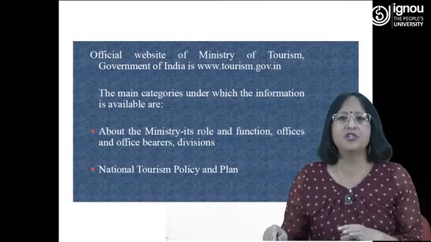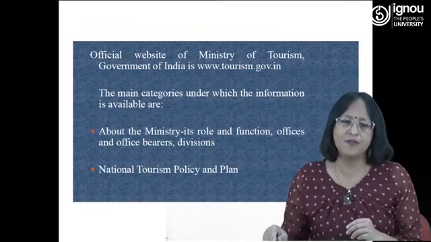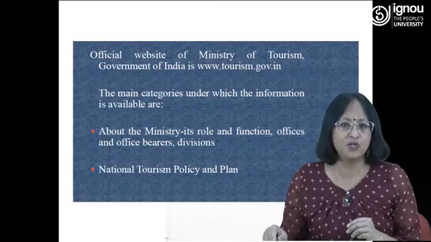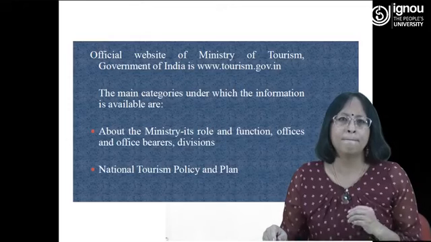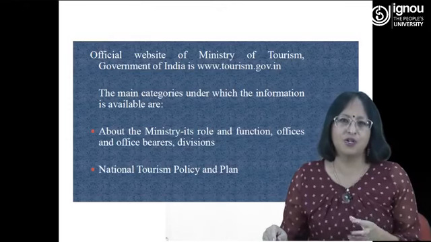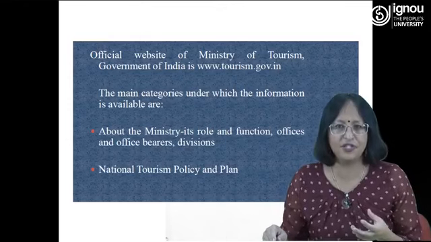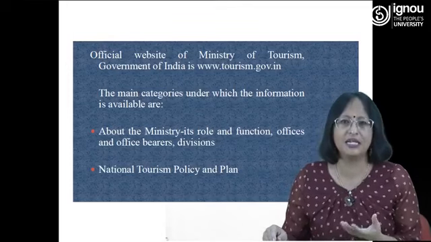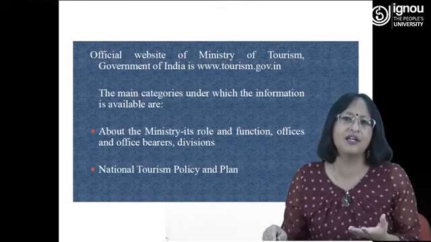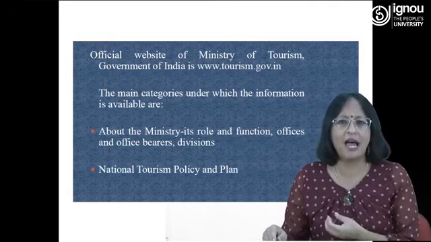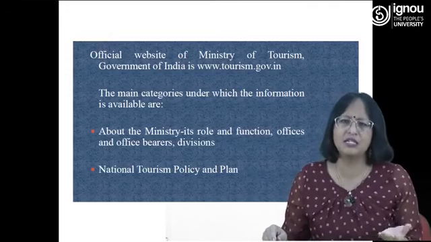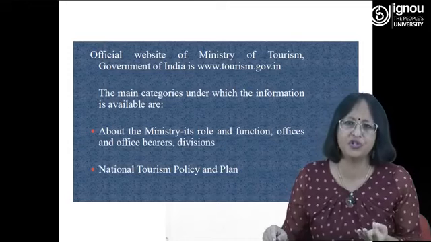The official website of the Ministry of Tourism, Government of India is www.tourism.gov.in, and it is a treasure trove of information. For all tourism information, at least in India, if you access the tourism website of the Ministry of Tourism, you will have ample information, whether you are a student, a researcher, or in the travel trade.